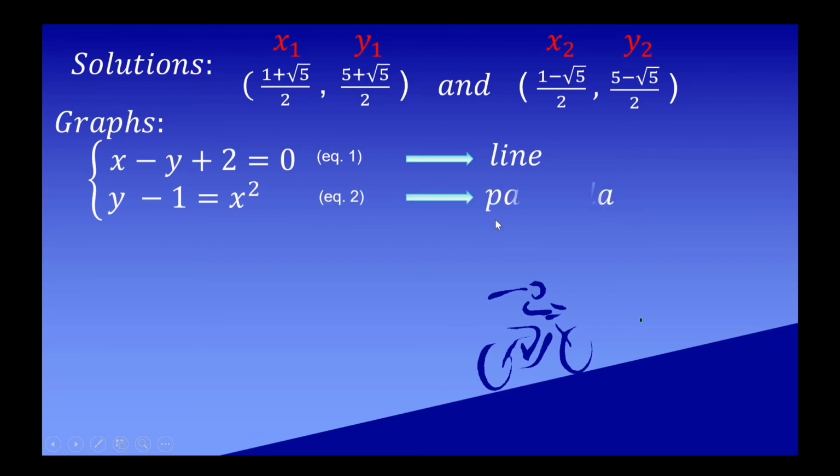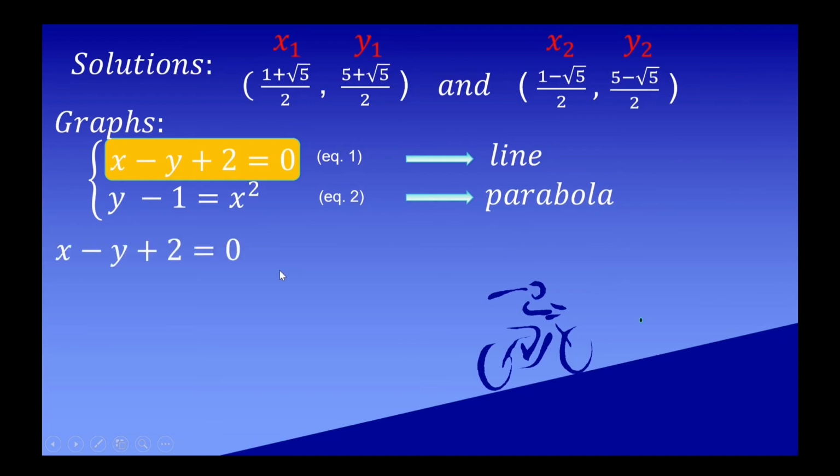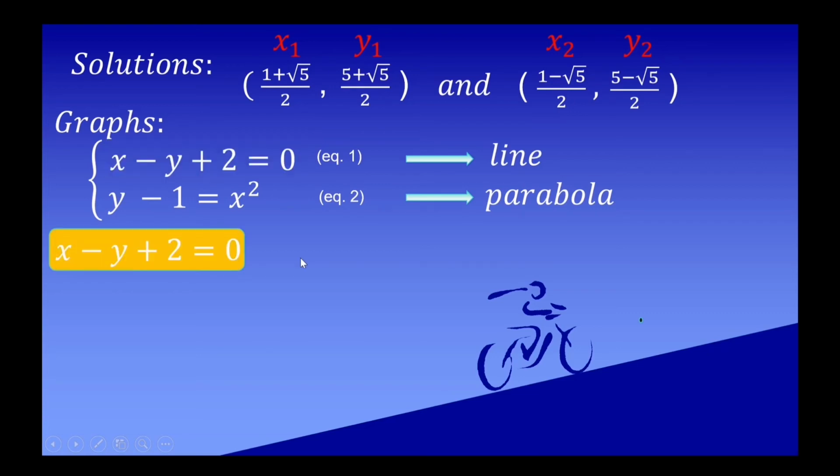Our second equation can be represented through a parabola. So our first equation is x minus y plus 2 is equal to 0. To graph this one, let's find the ordered pairs, the x and y intercepts. That is our linear equation.